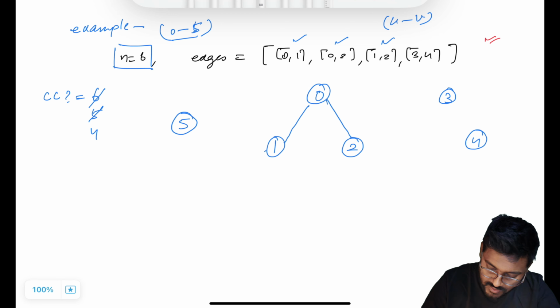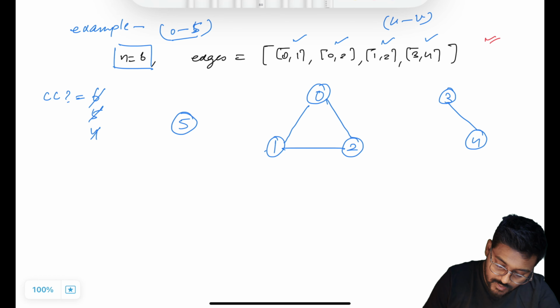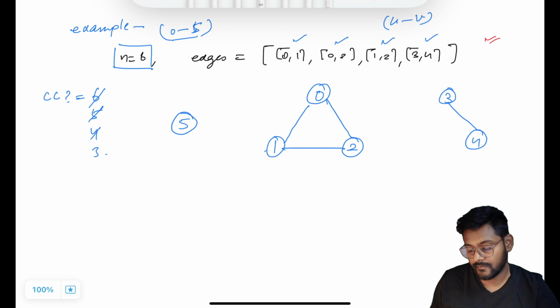If I use this edge, 1 to 2, the connected components are again 4. If I use this edge, 3 and 4, the connected components are 3 in number. We have used all the edges, and now the connected components are 3.